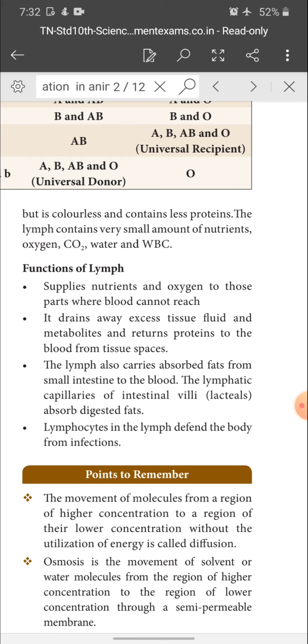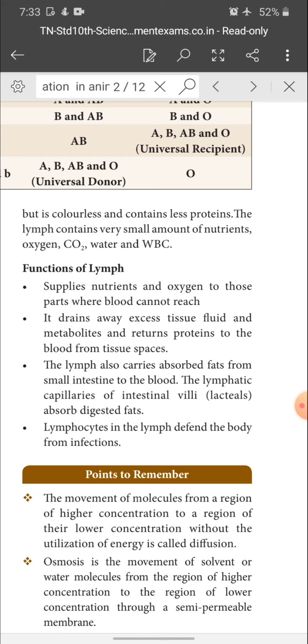What are the functions of lymph? It is a 4-mark question, children. Function: supply nutrients and oxygen to those parts where blood cannot reach. Blood cannot reach all the regions of our body. So in those regions, the lymph takes over the functions of blood and supplies nutrients and oxygen to those areas. Then it drains away excess tissue fluid and metabolites and returns protein to the blood from the tissue space.